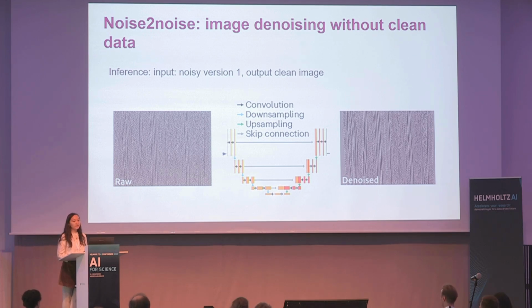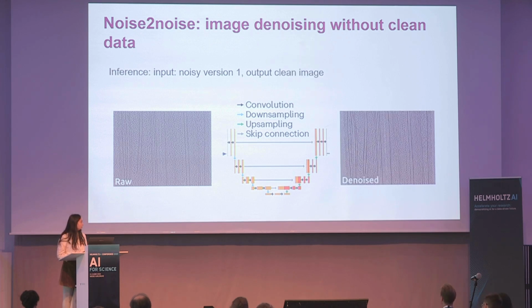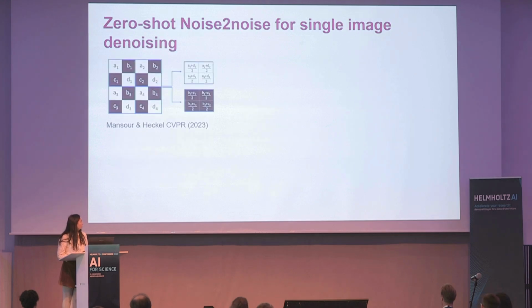Then the question is how to find two noisy versions of the same thing. This exists for some images, like electron tomography, because it's constructed from tilt series. You have an even tilt series and an odd tilt series, so you basically have two different noisy images of the same thing. But for a lot of images, you don't have this, so you have to somehow create two noisy versions of the same image. There are also tricks to do it.